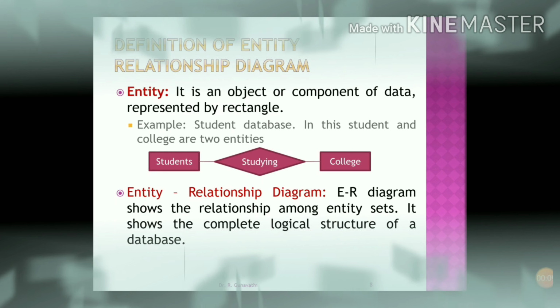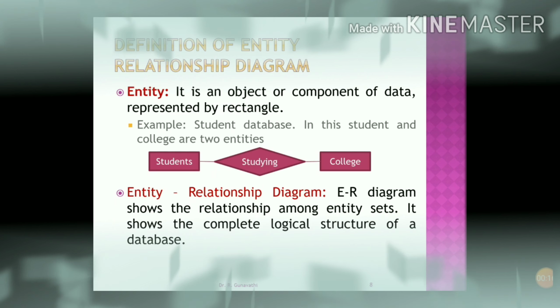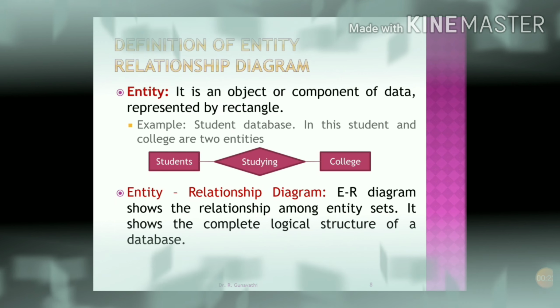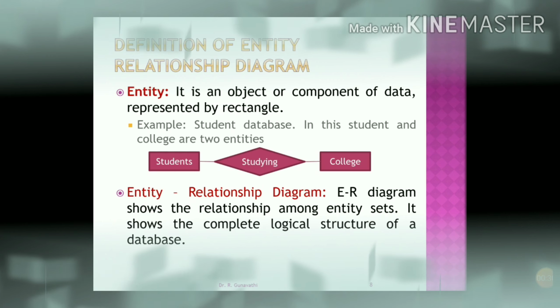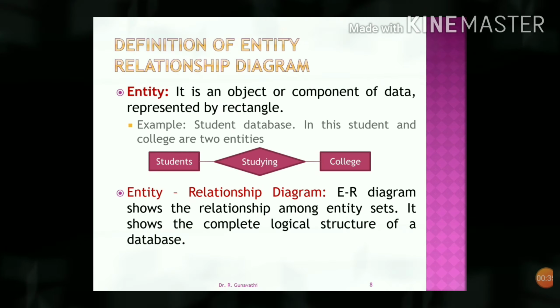An entity relationship diagram describes the structure of a database with the help of a diagram. In that, an entity is an object or component of data represented by a rectangle. Let us consider an example, a student database. In that, we have two entities, student and college. These two entities have a many to one relationship, as many students are studying in a college.